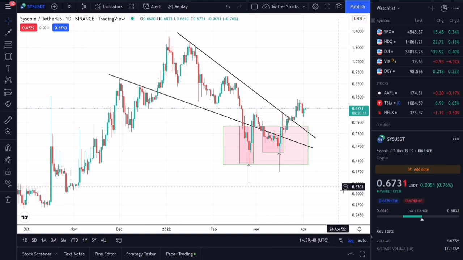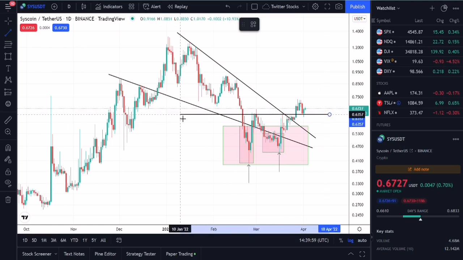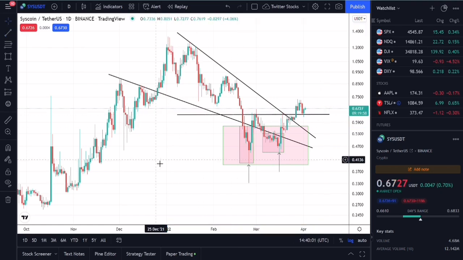Now it doesn't happen all the time. There are double bottoms where the right bottom is above the left bottom, and in this case this is what we have. Now we can confirm that this is a double bottom because we have a breakout and confirmation above the neckline, or the confirmation line, whichever you want to call it.